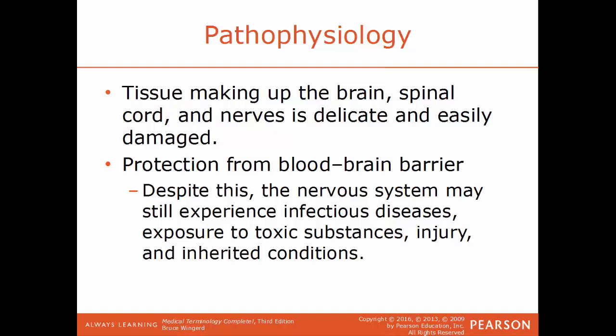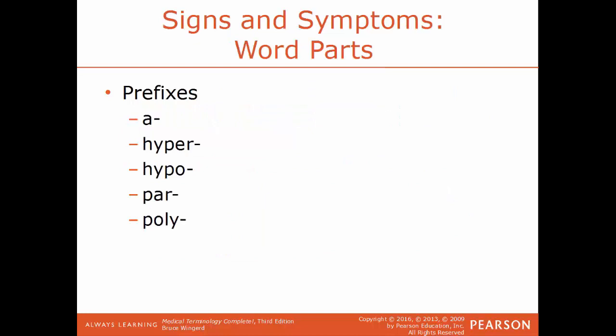Now, the tissue making up the brain and the spinal cord and the nerves is delicate and very, very easily damaged. And there's an extra layer of protection that the brain is covered by, and that's called the blood-brain barrier. And that is there to help prevent many viruses and many bacteria from getting into the brain. It doesn't block out everything, but it does prohibit a large number of pathogens from entering the brain. But even with this blood-brain barrier, the nervous system can still experience infectious disease, exposure to toxic substances, injuries, and inherited conditions.